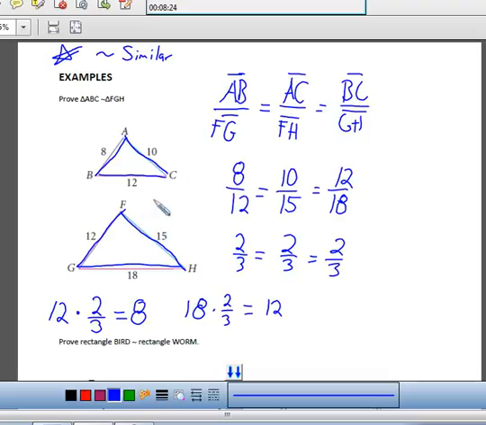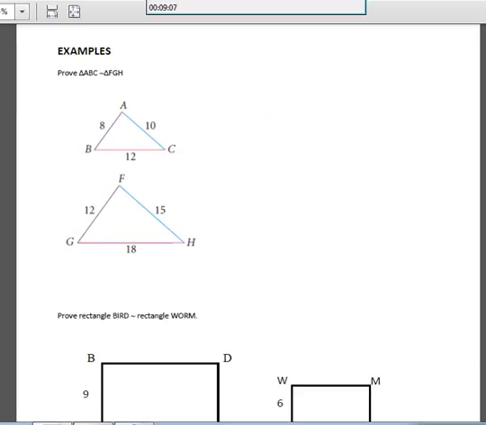Now some of you might be saying, well, what about if I go the other way? Actually, what's nice about that is if I take the reciprocal of this scale factor, it will work the other way. So what would I multiply 10 by to get 15? You would multiply 10 by 3 halves, or 3 over 2, and that will give you 15. So finding that scale factor is an important part to understanding similarity. Alright, so we have another example below this that we're going to talk about.